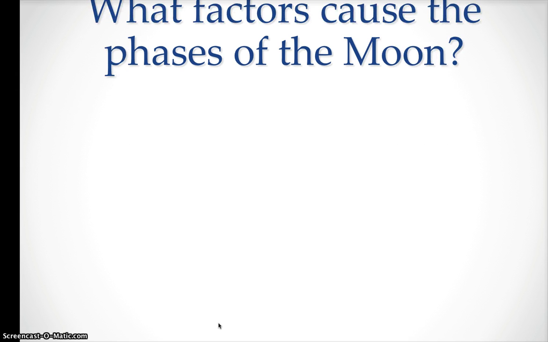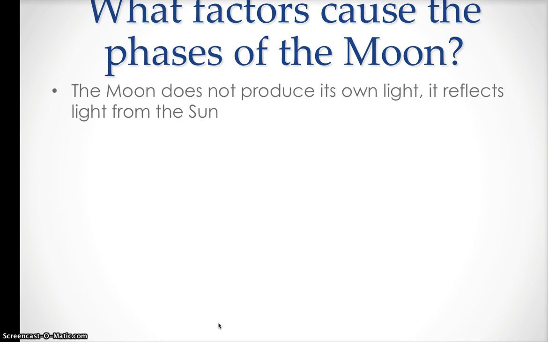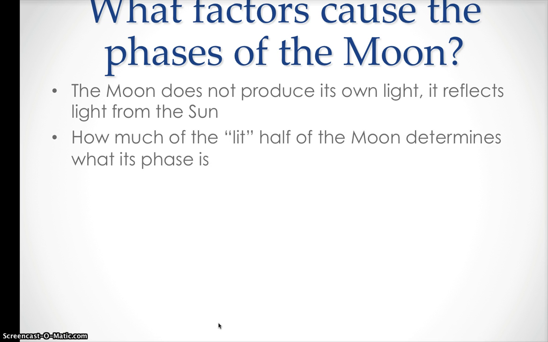So think about what causes the phases of the moon. We have to think about some things that we know. We know that the moon does not produce its own light. It's only reflecting light that comes from the sun and bounces off of it. So this means that because the moon is a sphere, only half of it can be illuminated from the sun at a certain time, well, at all times.